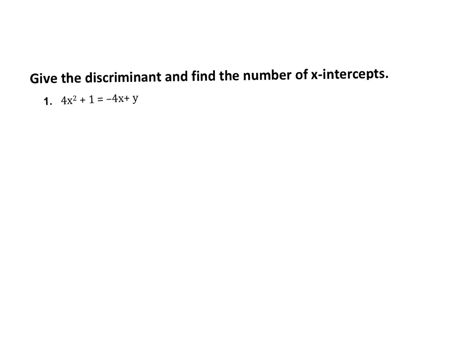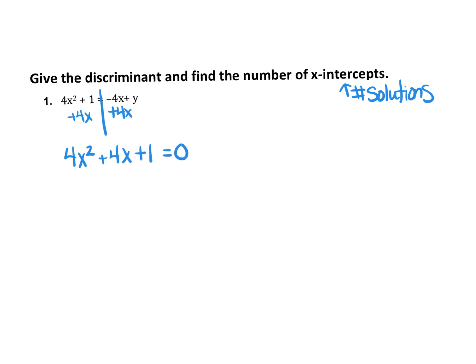All right, for this next one, we're going to find the discriminant and then the number of x-intercepts. Remember that the number of x-intercepts is the same thing as the number of solutions. For this one, we just have to do a little rearranging. I need to get that y all by itself, so I'm going to add the 4x. And I have 4x squared plus 4x plus 1, and then we're just going to say y is going to be equal to 0.